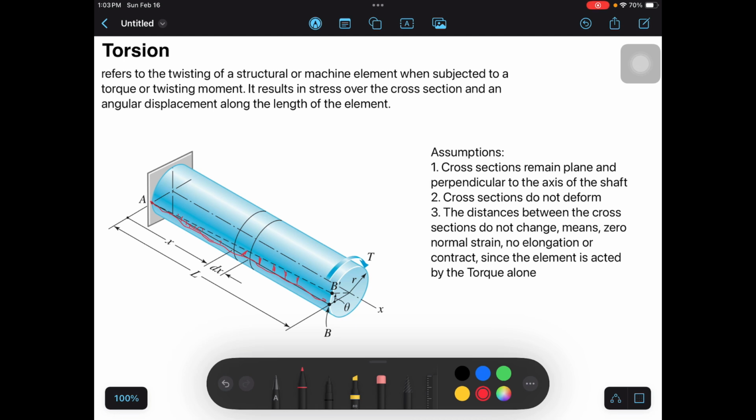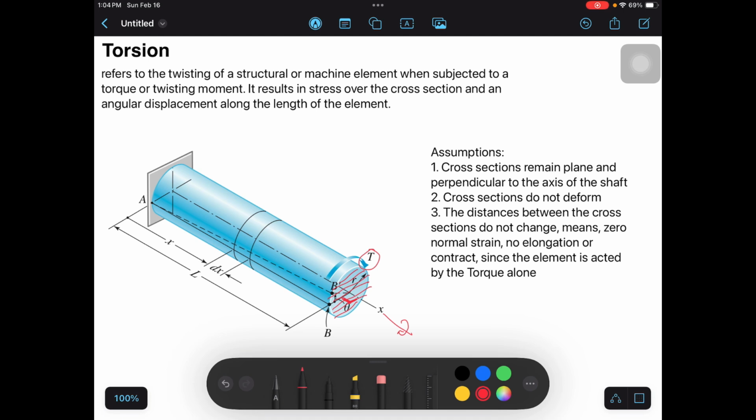To solve problems like this, of course we have our assumptions, so we can convert an engineering situation into something mathematical that we can solve. Number 1 assumption: cross sections remain plane and perpendicular to the axis of the shaft. Since the rotation of our torque is about the x-axis, take for example the plane at point B. This plane will remain plane and always perpendicular to the axis of rotation of our torque, which is the x-axis. With or without torque, this plane will always be perpendicular to the x-axis, the rotation axis of our torque.